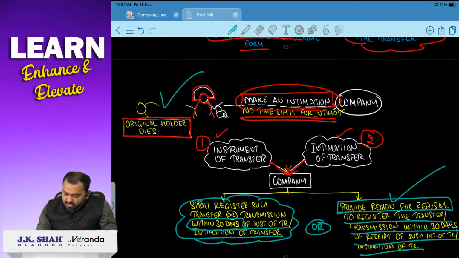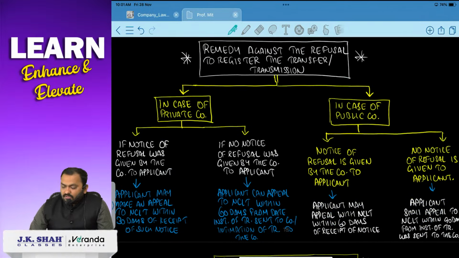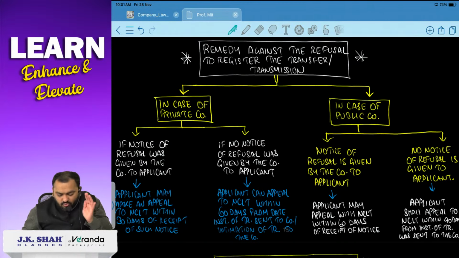The company gave you the reason for refusal to register the transfer. Now what can you do? You have a remedy for that also. Now what remedy do you have? You are not happy with that refusal, so what can you do now?